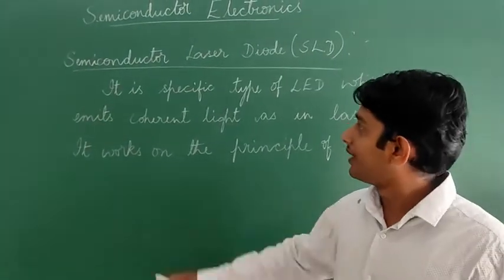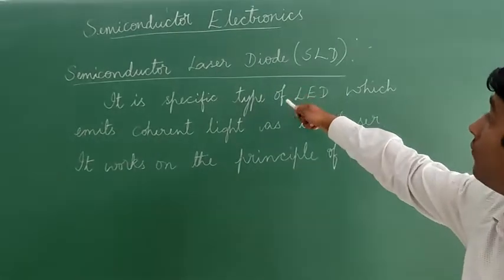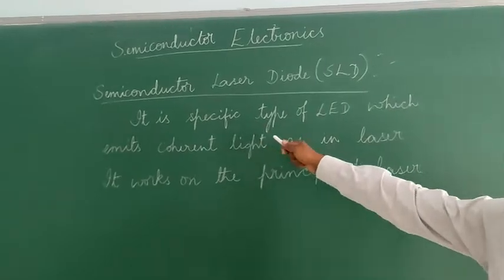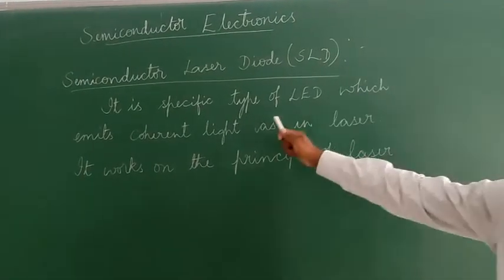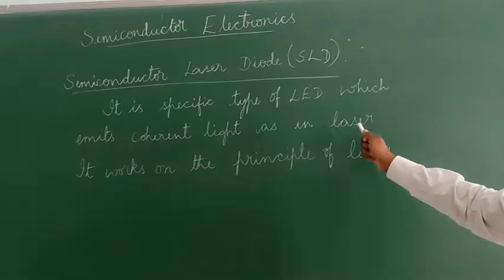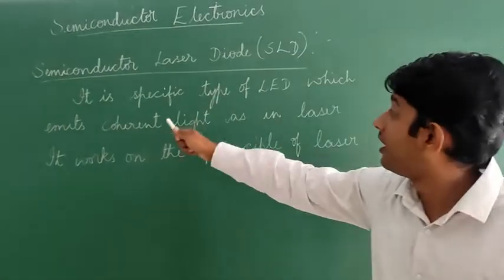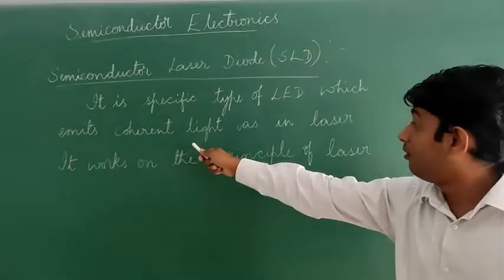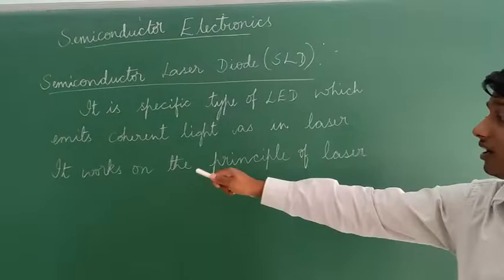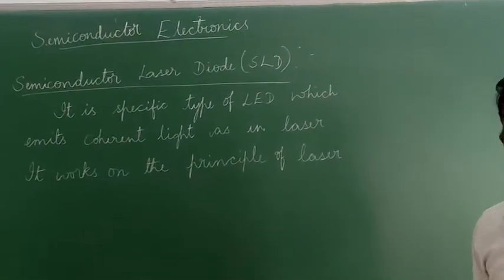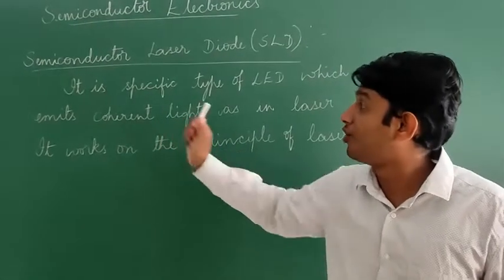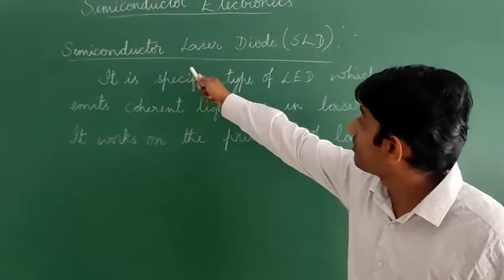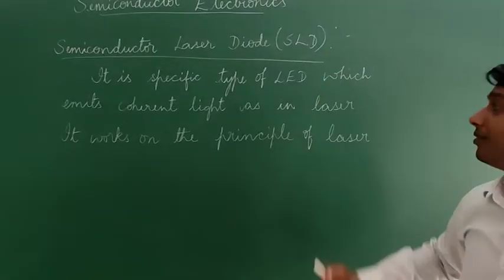The next topic is semiconductor laser diode, which is also called SLD. It is a specific type of LED which emits coherent light as in laser. I'll repeat again. It is a specific type of LED which emits coherent light as in laser. It works on the principle of laser. Like laser itself, it emits coherent light. This is why it is called semiconductor laser diode.